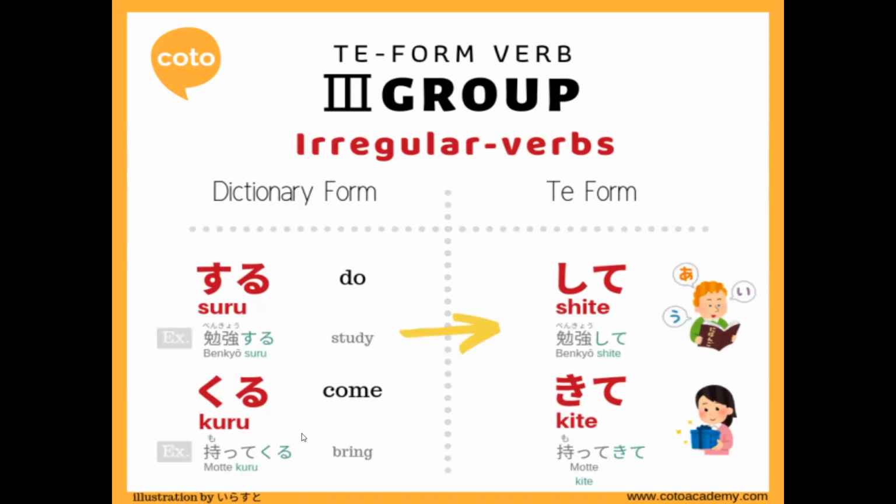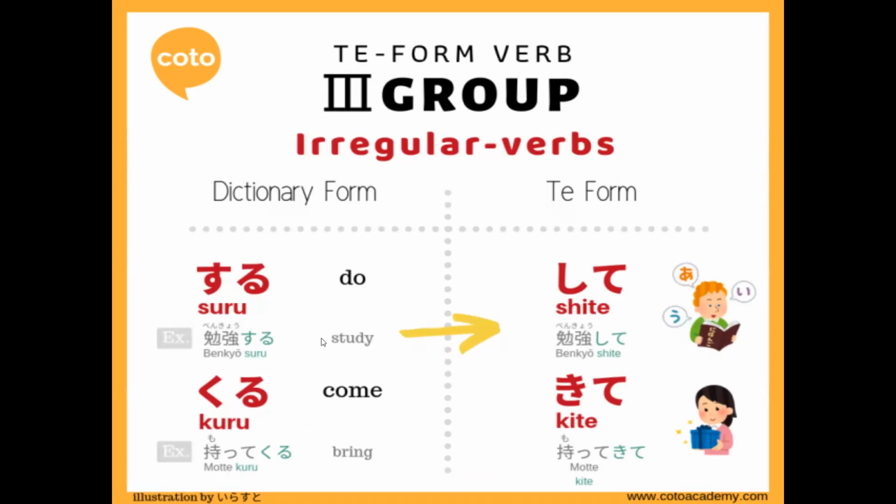And the last group, group 3 or the irregular verbs, you have there suru, which means to do, and kuru, which means to come. So suru becomes shite. So that's pronounced as shite. And kuru, which is to come, becomes kite. So since the shortcut technique is not applicable, you really need to memorize them.